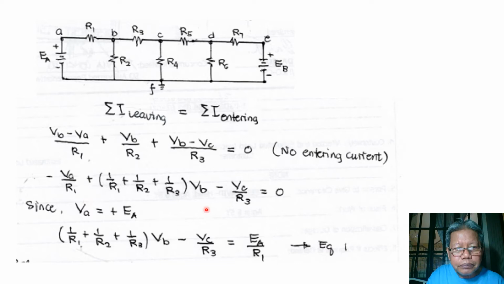Now since we know that V_A is just equal to E_A, the battery voltage, when we transfer this to the right, it becomes positive. So we just have E_A over R1. And then at the left side, we have the term 1 over R1 plus 1 over R2 plus 1 over R3 times V_B, and then we have minus V_C over R3. So this is our equation.